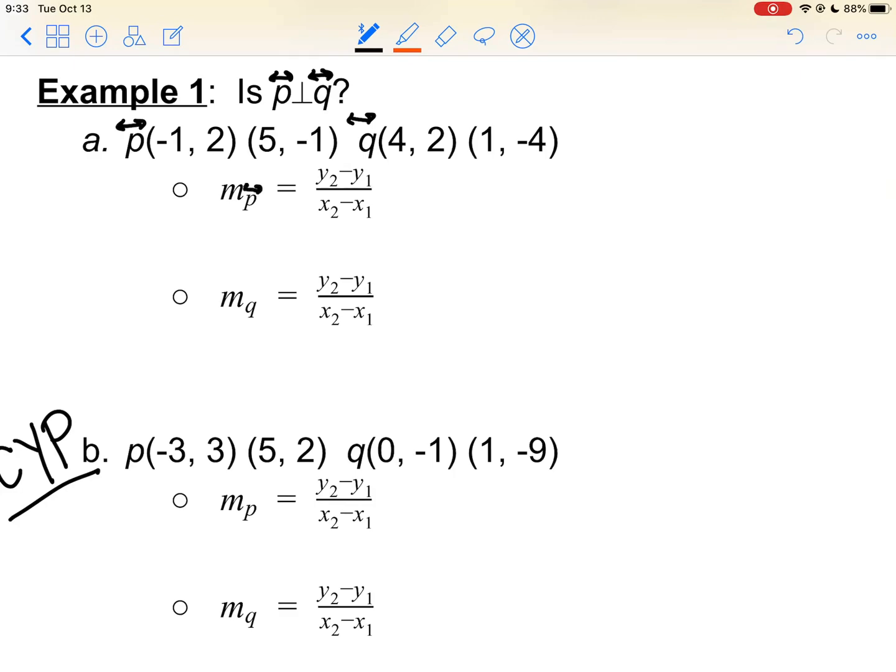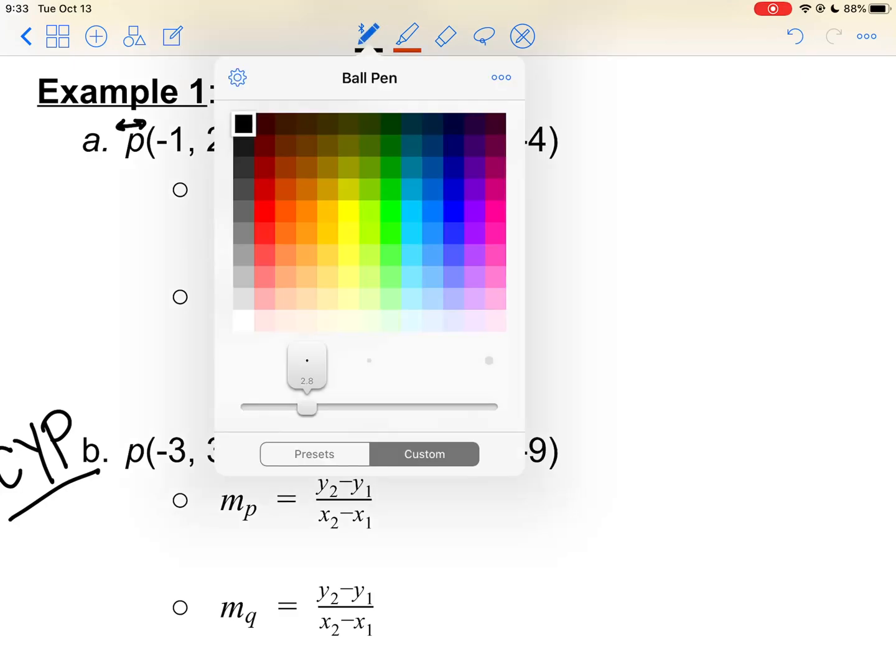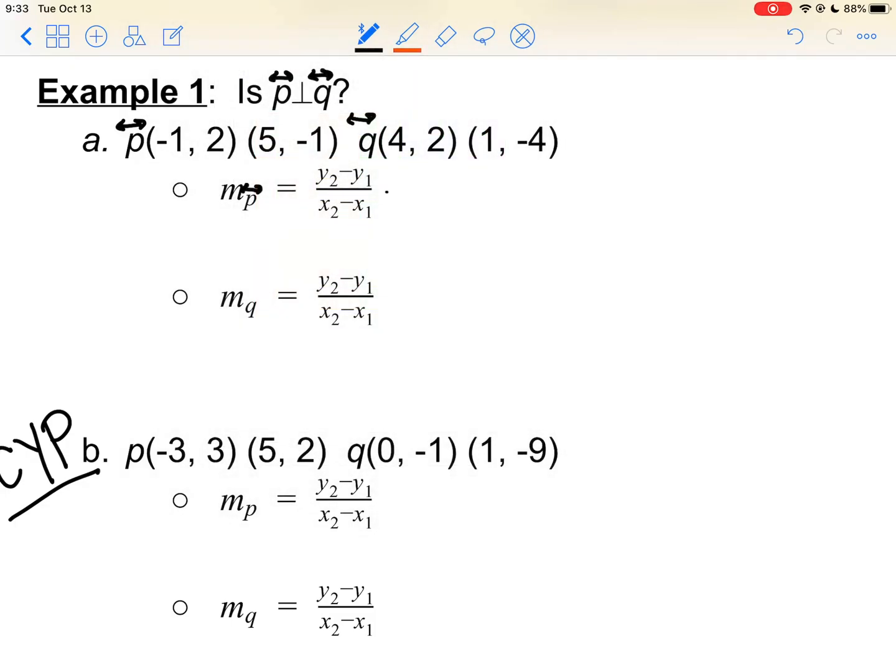The first line we're going to find the slope of is line P. I'm going to find the slope of this by plugging it into our slope formula. So y2, which is the second y, minus the first y: -1 minus 2. And on the bottom, it's going to be x2 minus x1, so that will be 5 minus -1. I'm going to subtract across the top: -1 minus 2 gives me -3. And then on the bottom, 5 minus -1 is +6.